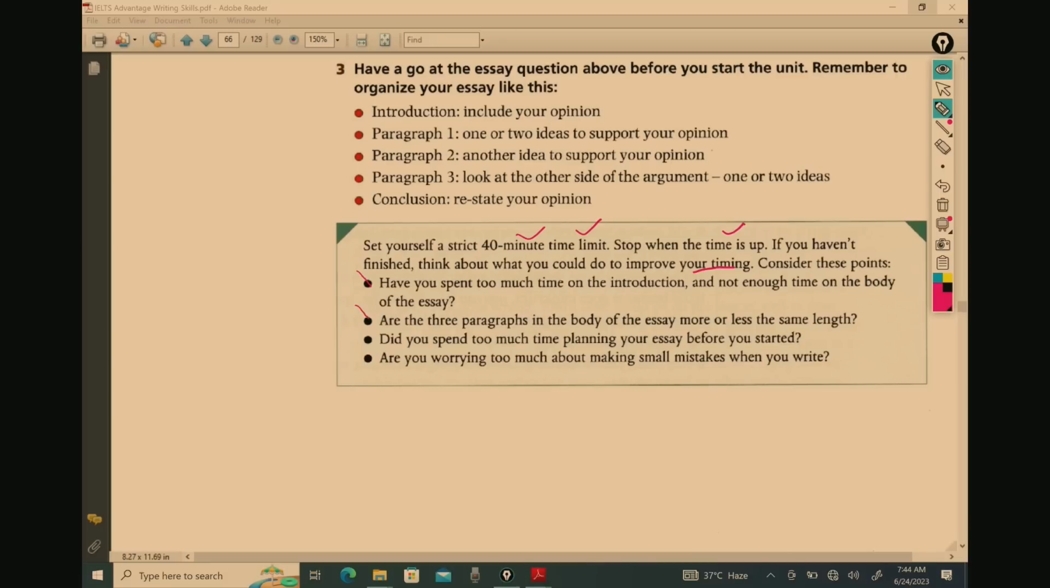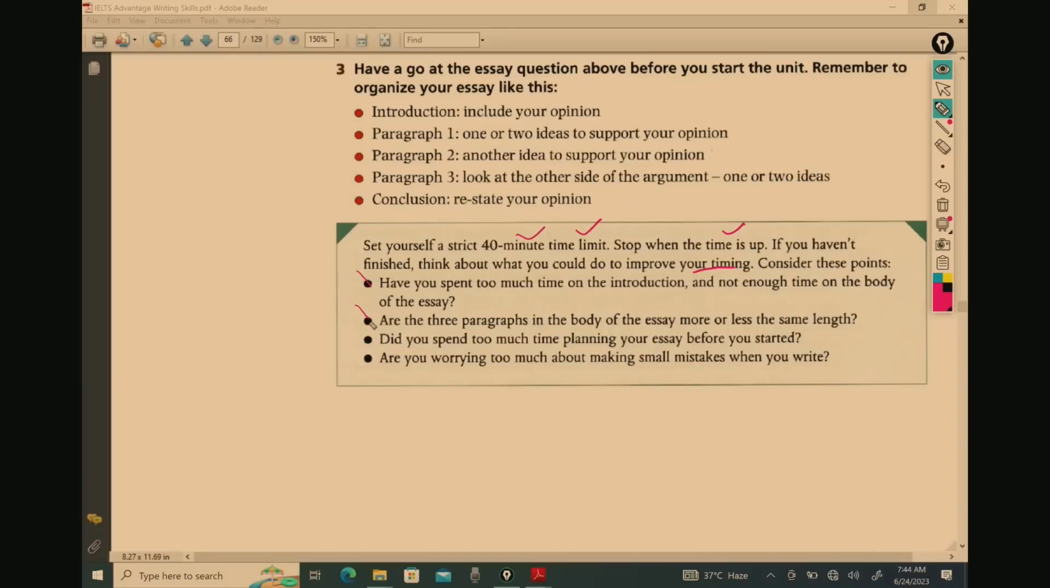Are the 3 paragraphs in the body of the essay more or less the same length? This is what I call balance of your essay. Your essay should be well balanced. Introduction and conclusion should have almost the same length. Then 3 body paragraphs, they should have almost, when I use the word almost, for example, if there are 80 words in one body paragraph, the second body paragraph should have 75, 85, 90, 70 words, okay? So there should be proper balance of your essay.